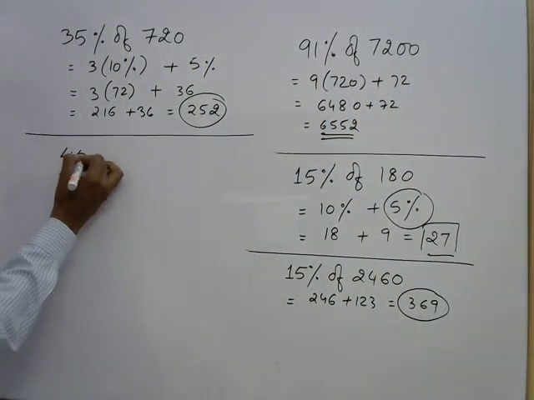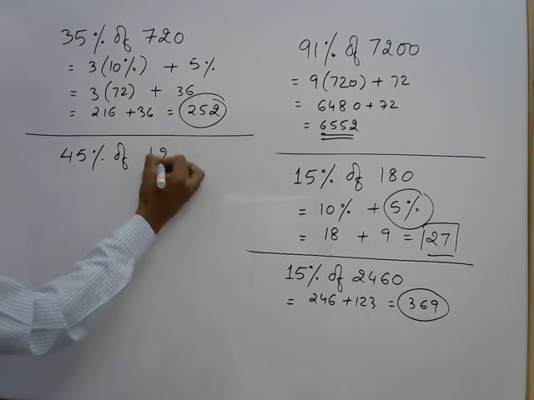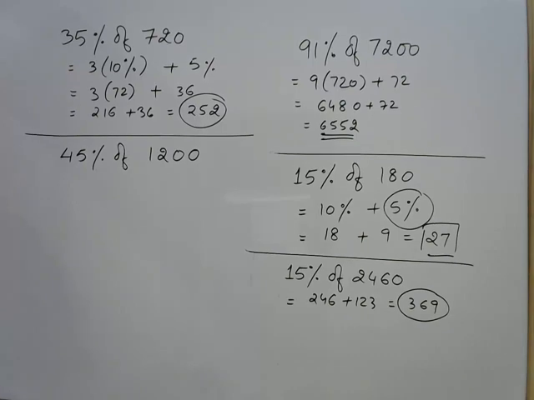Okay, we have 45% of, okay, I'll give you an easy one, 1200. Let's have 45% of 1200. I need more people to give me that answer now. 45% of 1200.